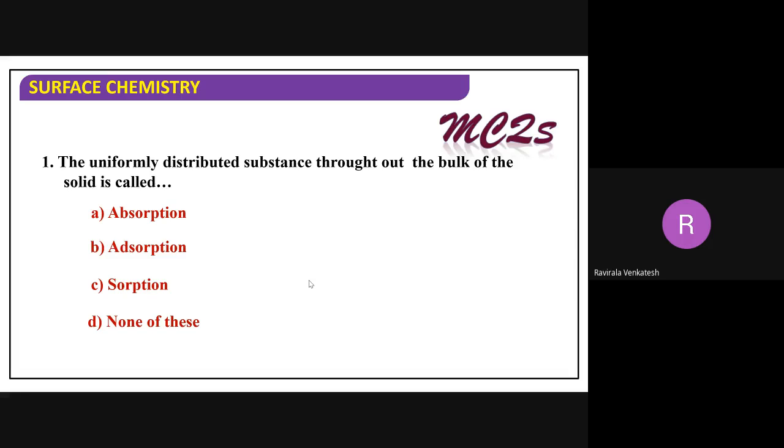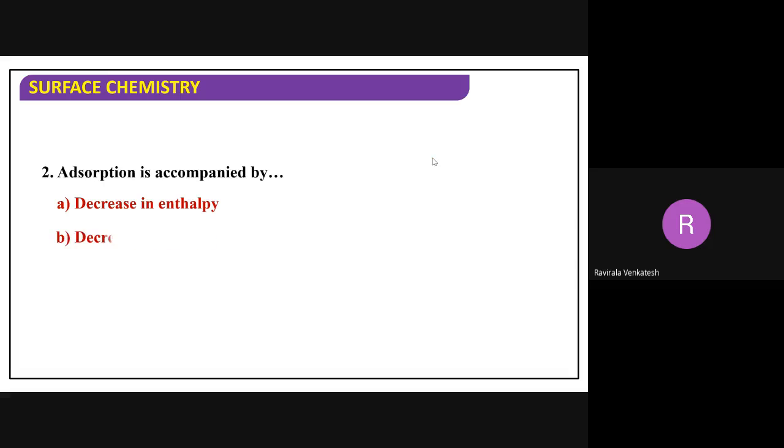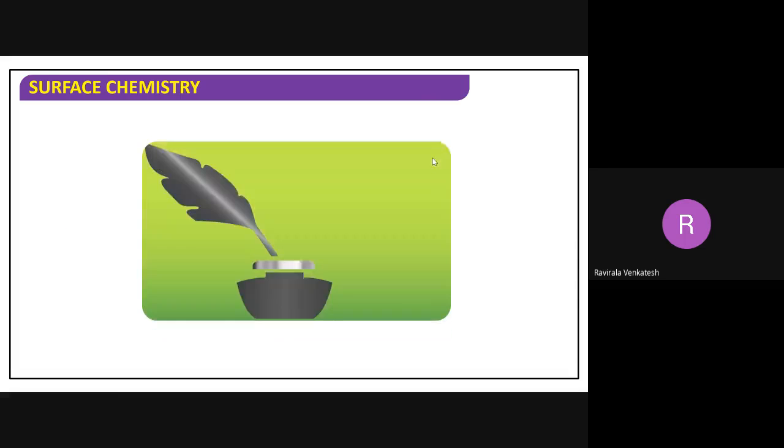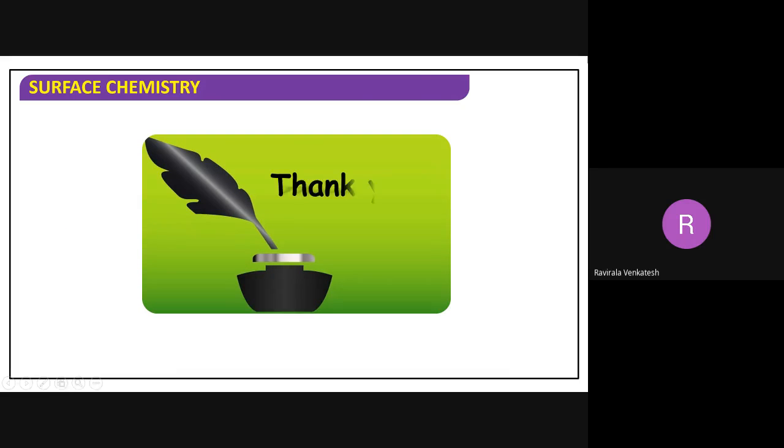The substance uniformly distributed throughout the bulk of the solid is called the absorption process. Throughout is called absorption. Adsorption is accompanied by a decrease in enthalpy and a decrease in entropy. Both are negative only. So this is about the adsorption process.